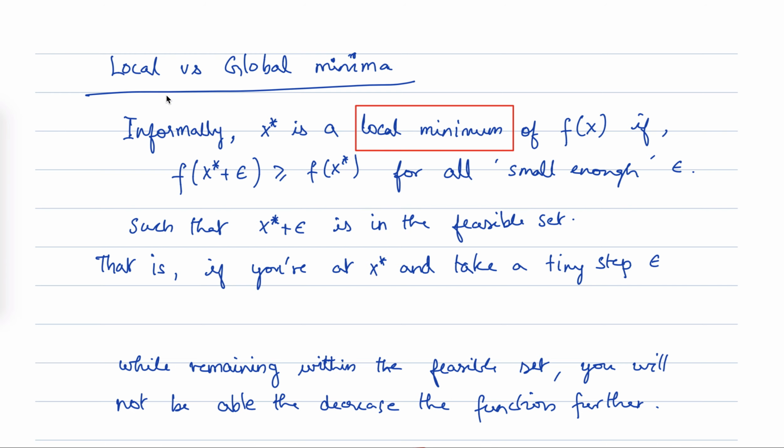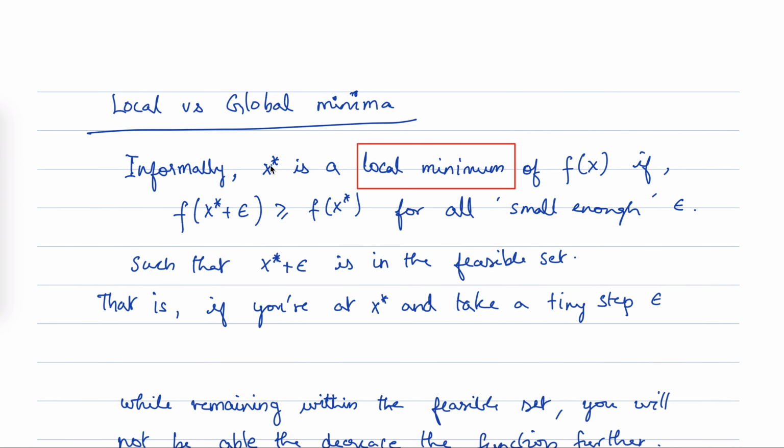More terminology. You might have heard the term local minimum versus global minimum. Informally, x star or p star is a local minimum of f of x if the following condition is satisfied. What do we mean? If you take a small enough perturbation epsilon, and look at the value of f at x star plus epsilon, then the value of f at that neighboring point is at least equal to f star, right? For all small enough epsilon.